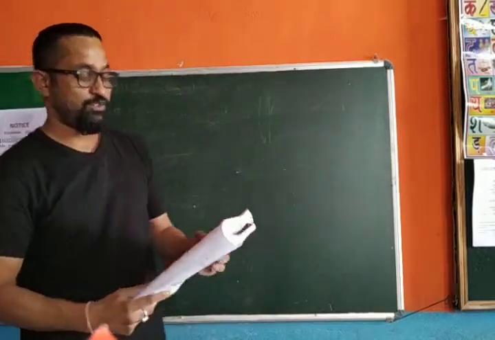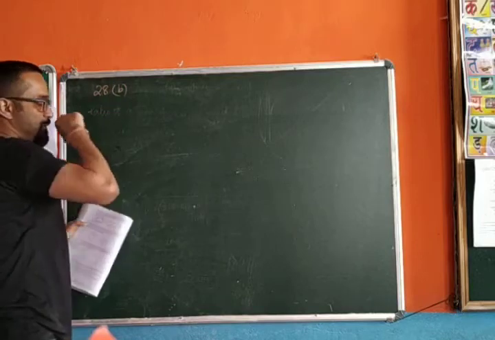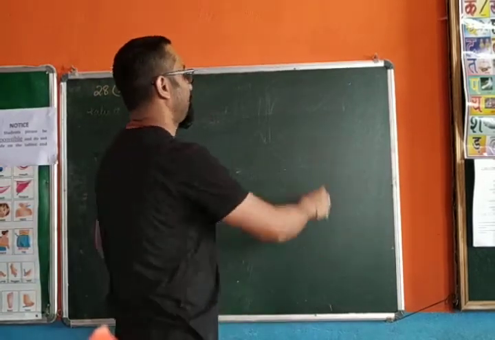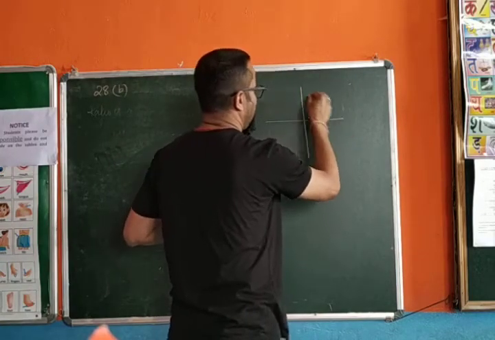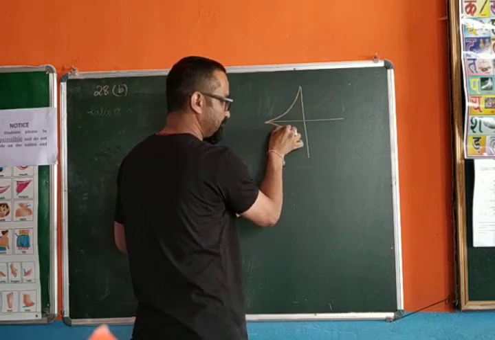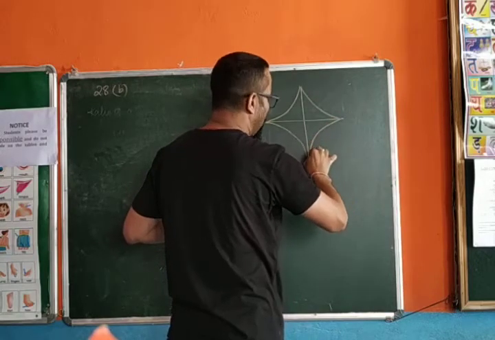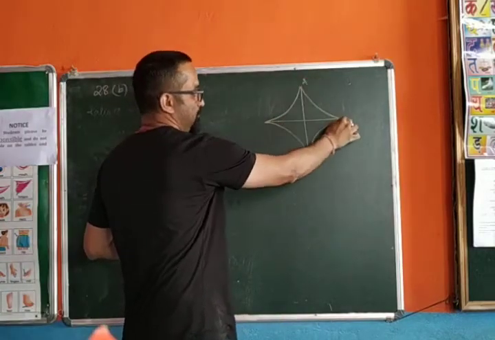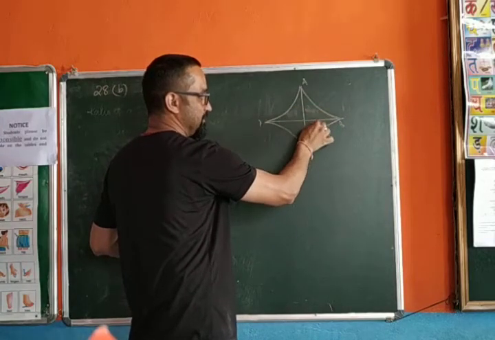Now question number 28, second part. The question says that radius is 7 centimeter. Calculate the area of the shaded region. If you look at the diagram carefully, you have only this part given. And we do not know what kind of figure we have here. It is A, B, C, D. And this portion has been shaded.